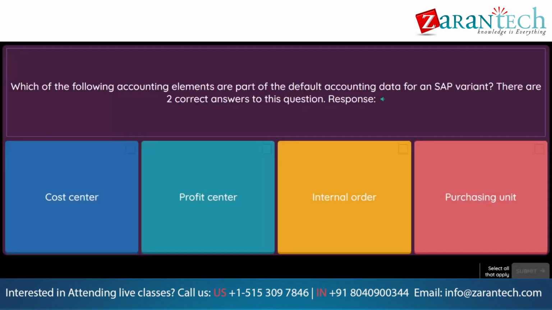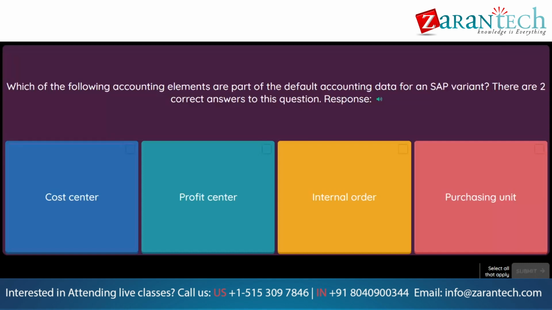Question: which of the following accounting elements are part of the default accounting data for an SAP variant? There are 2 correct answers to this question. Response: Option 1, Cost Center. Option 2, Profit Center. Option 3, Internal Order. Option 4, Purchasing Unit.